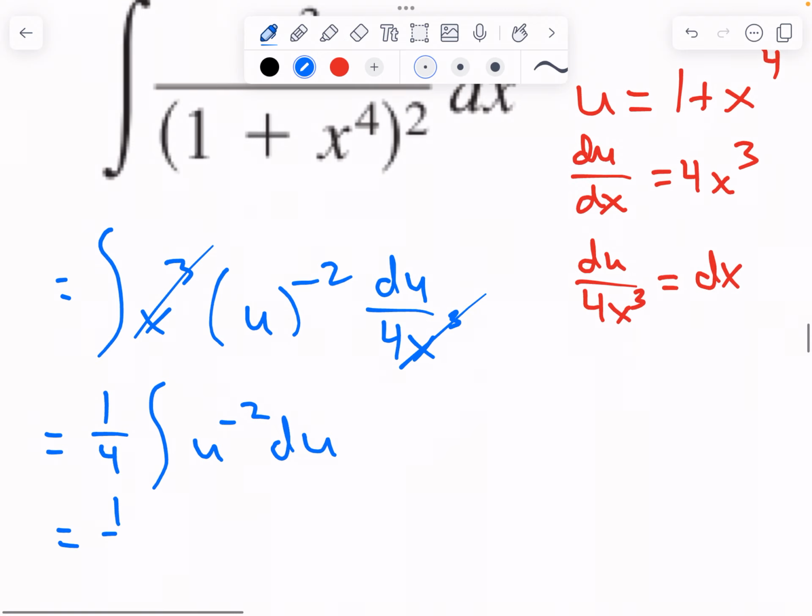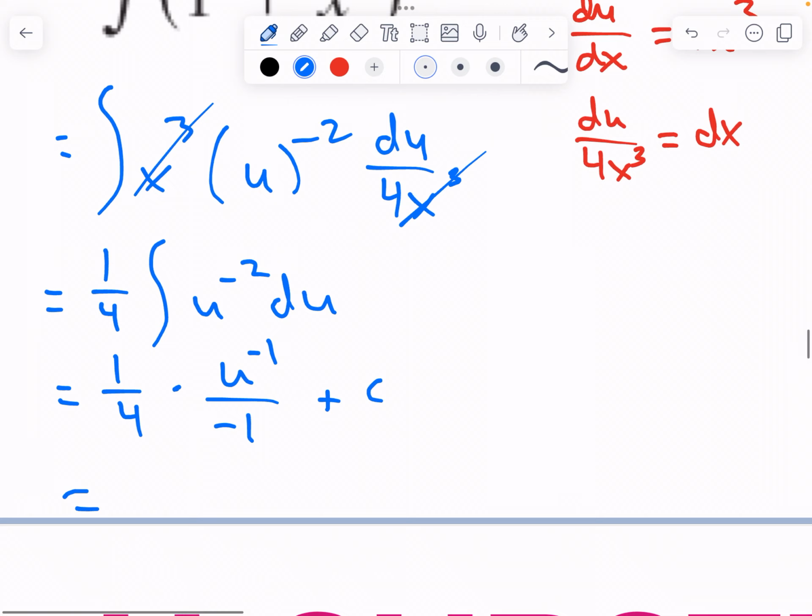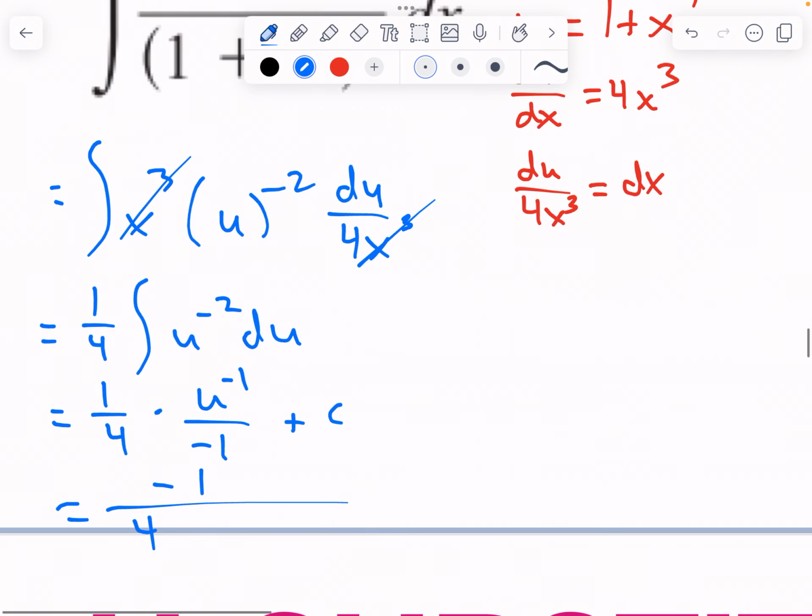We're going to have to add 1 to the exponent and divide by that new exponent. So we have, and I'm going to put a -1 here to take care of that negative. The 4 is in the denominator. That u has a negative exponent, so that's going to end up in the denominator down here, and then plus c.